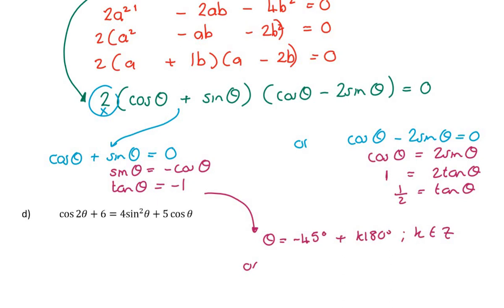Or, if I shift tan a half, that is equal to 26.57. So, or theta from this one here, theta is equal to 26.57 degrees plus 180k, k is an element of integers.